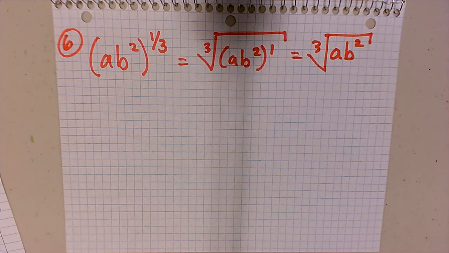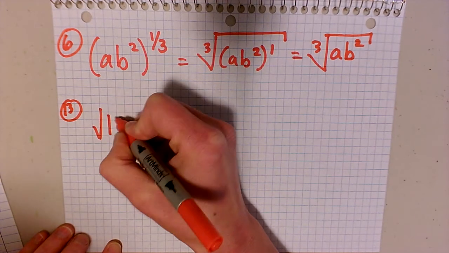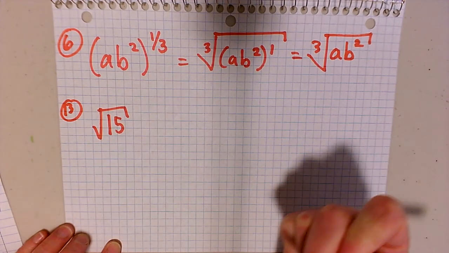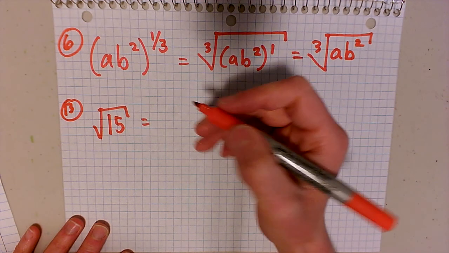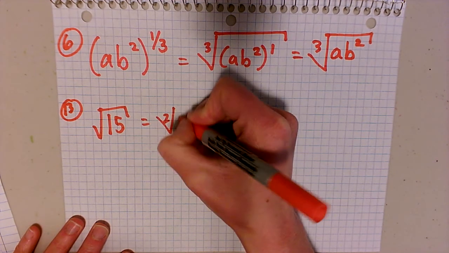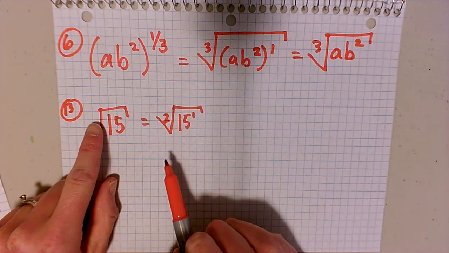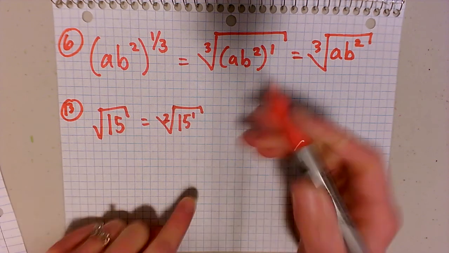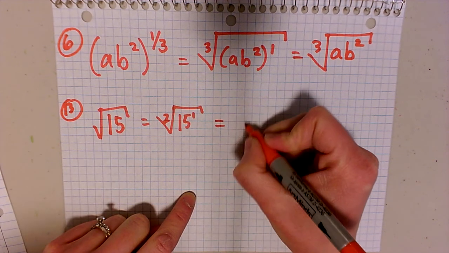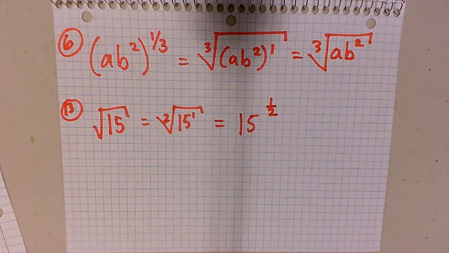We have things that are in radical form, and we're going to rewrite in exponential form. So for number 13, I have the square root of 15. So square root, so you can't see it there, but you can picture this as being the 2nd root of 15 to the 1, right? So we said anytime you don't have a root there, you can assume it's 2, and anytime you don't have an exponent there, you can assume it's 1. So then this is the same thing as 15 to the 1/2, because we have power over root.